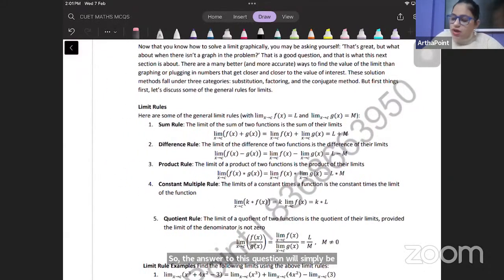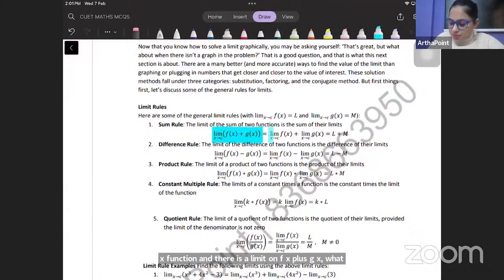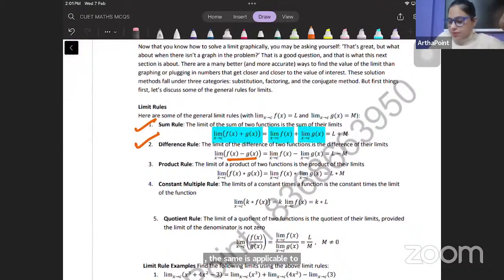So if there are two functions, f(x) is one function, g(x) is another function, and there is a limit on f(x) plus g(x), what can you do? You can separately put a limit on f(x) and separately put a limit on g(x). The same is applicable to difference also. So if it is f(x) minus g(x), put the limit separately on f(x), separately on g(x) and solve.